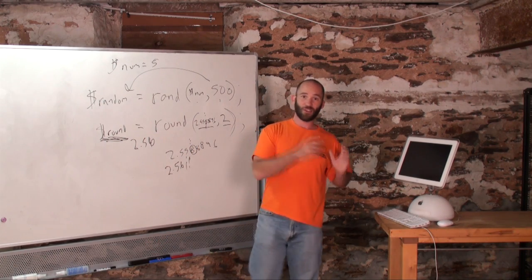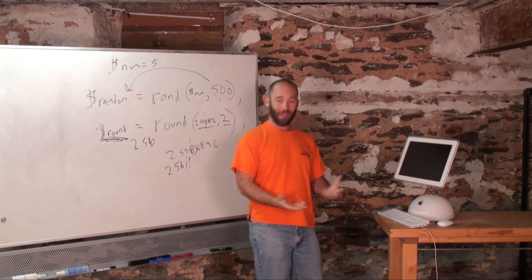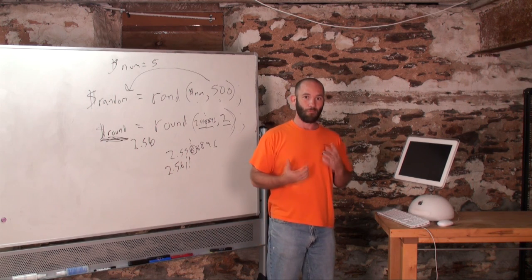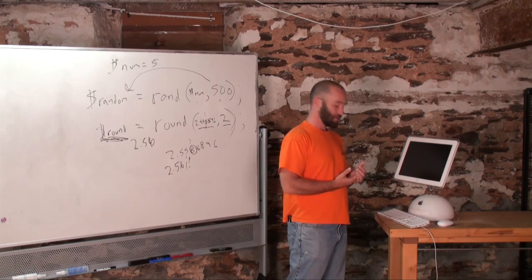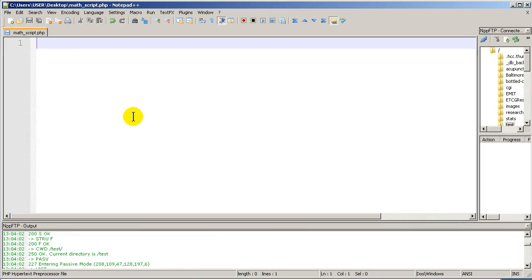So with that, let's go to the computer. I will show you how random and round work in a PHP script. As always, I think it'll make a lot more sense when you see how this works. Here we are back at my Windows 7 computer with Notepad++ open. I'm reusing my file math_script.php, and now I'm going to show you how to create random numbers and how to round numbers. This is pretty simple, but it's going to be very important as we progress in the PHP track.